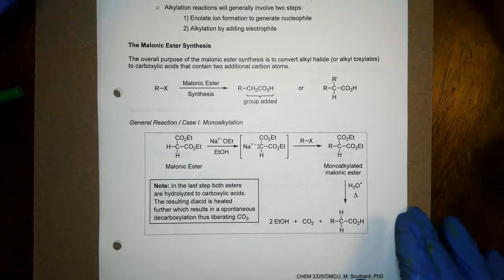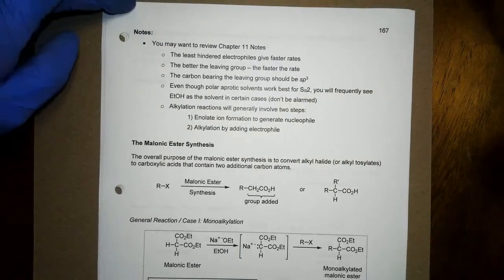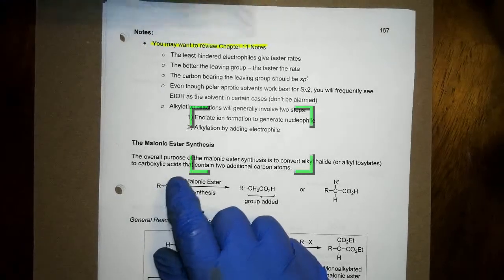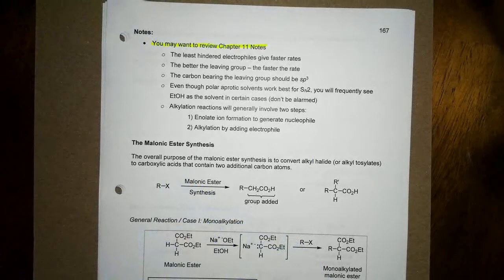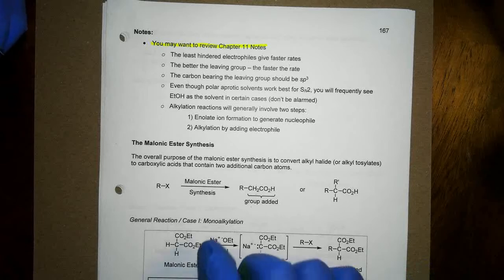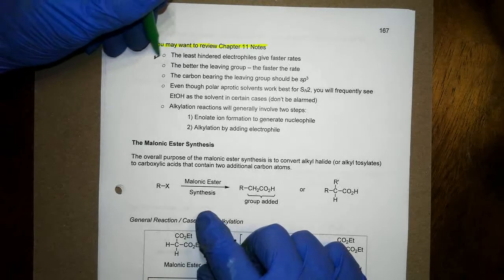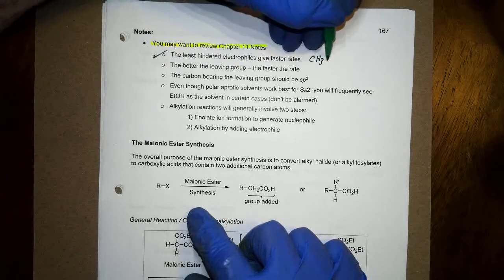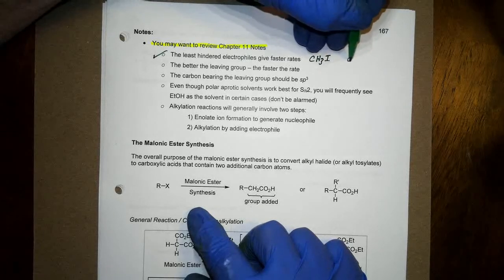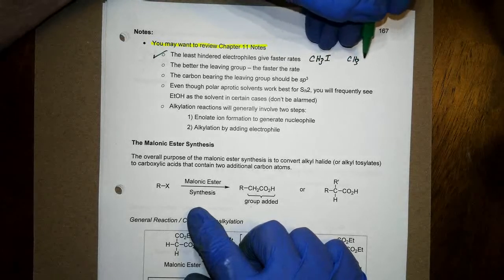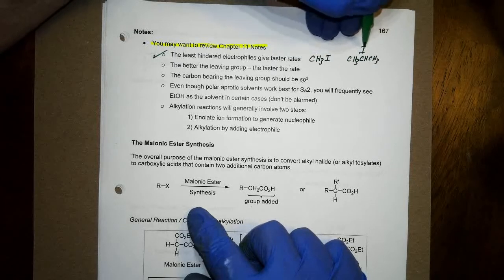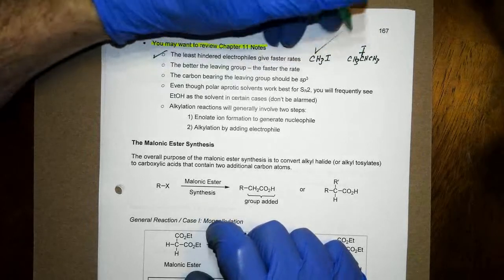Now, let's flip over to page 167. On page 167, I indicated that you may want to review your chapter 11 notes. We talked about a lot of these things as it relates to this particular type of chemistry. But let me just remind you folks about this. The least hindered electrophiles get faster rates. In other words, if you were doing the reaction on methyl iodide versus, say, isopropyl iodide, who's going to go faster? Who's faster? This one, because it's less hindered.